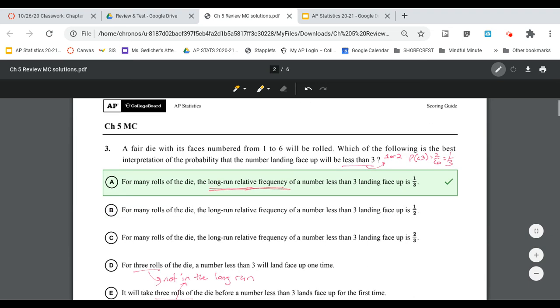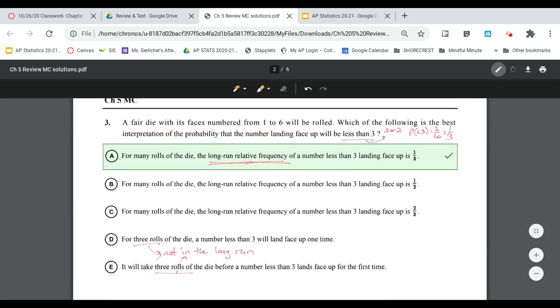Okay, for number 3, they wanted to know the chances of your number on your dice being less than 3. So that means a successful event would be 1 or 2. And there are 6 things that could come up total, right? So we're interested in 2 out of 6, or that reduces to 1 out of 3. So that is why we knew it was A.